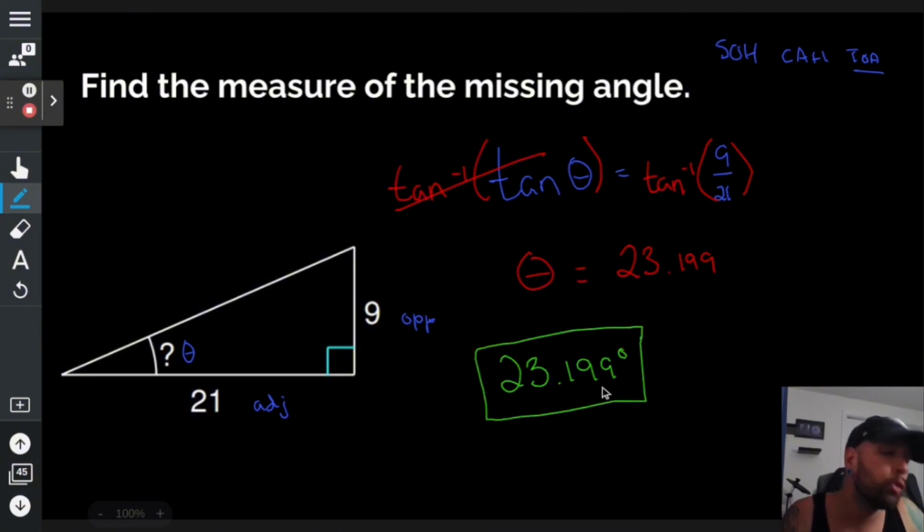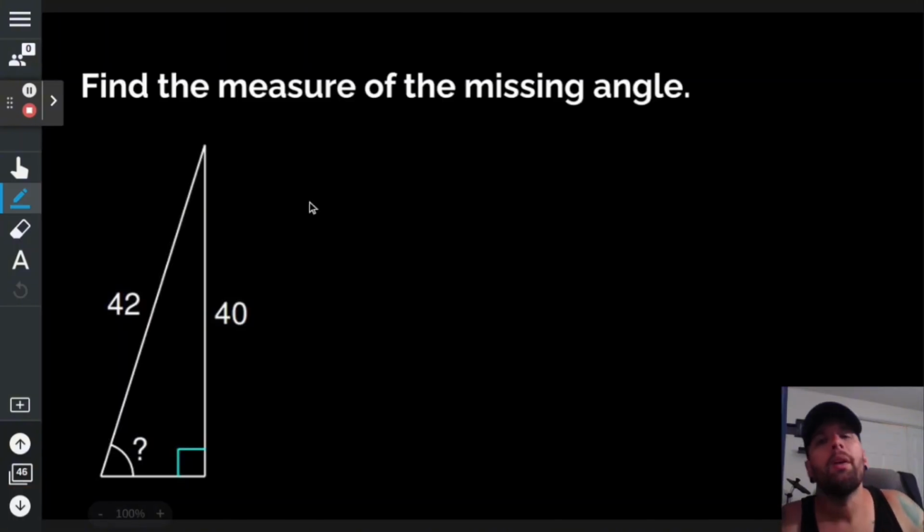So that's what trigonometry is used for. Trigonometry is used to find missing sides or angles, and in this case, an angle, if I'm not given a ton of information. And that's what I got. It's a missing angle. Find the measure of the missing angle again.